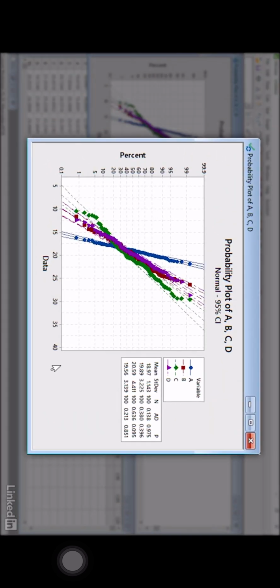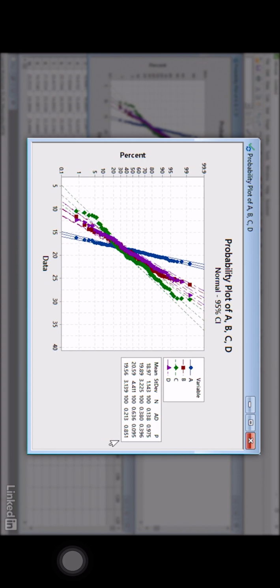So let's skip this and choose the alternate approach, which is Graph, Probability Plot, choose Multiple because we have multiple columns for the 4 groups. And let's select A through D and choose OK. Here we have the plots as well as the Anderson-Darling tests and the p-values that go with it.